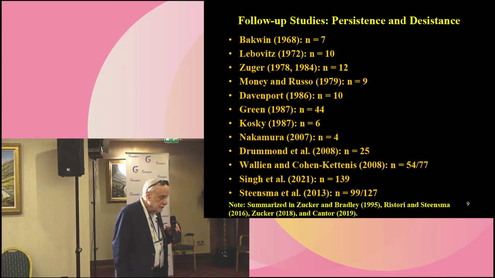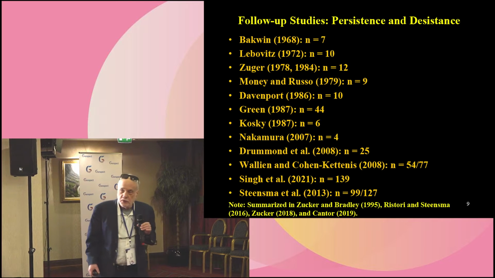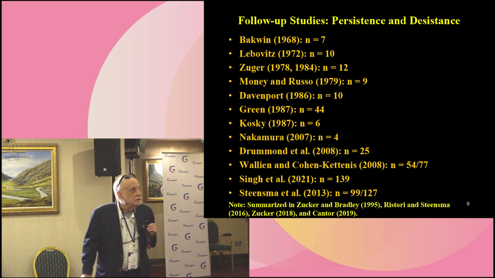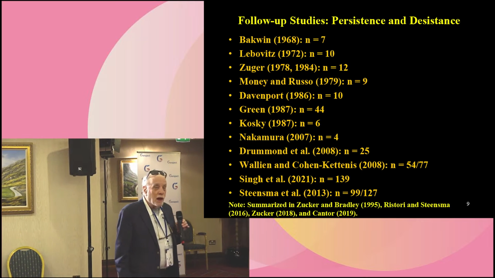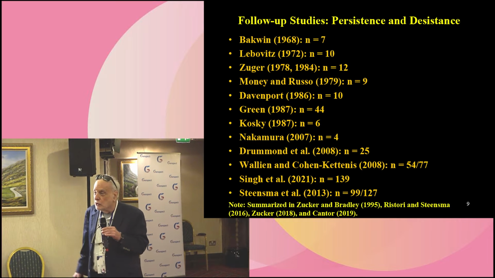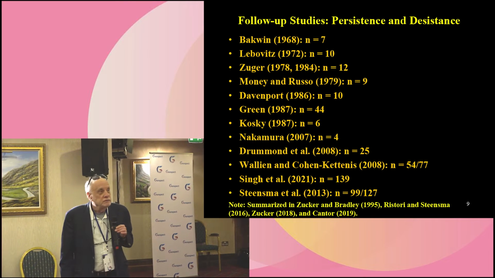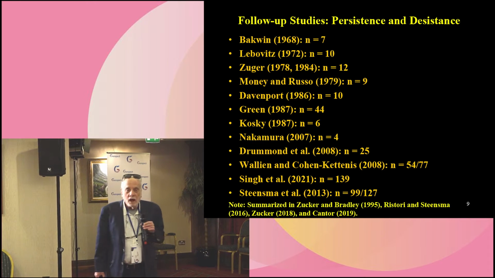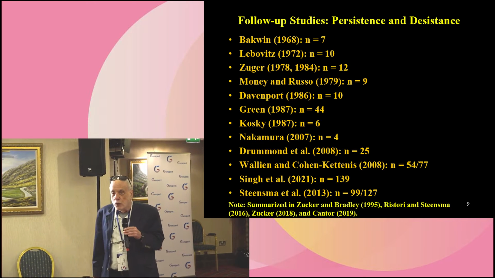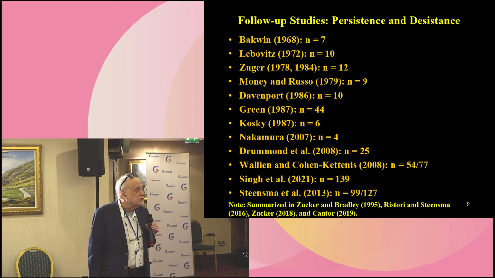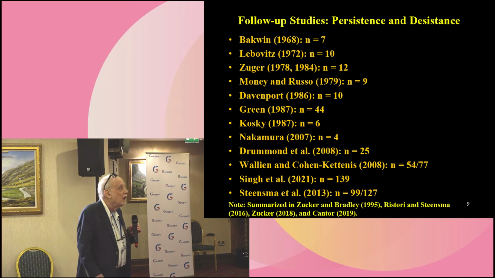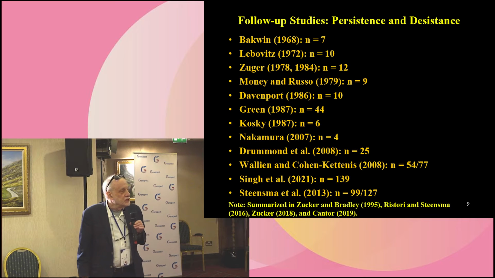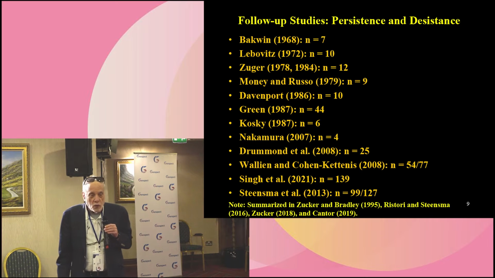Now, these are follow-up studies in the literature of children. And I'm going to tell you a little bit about what we have learned from these follow-up studies in terms of persistence and desistence. The earliest follow-up study was published in 1968, and then the most recent one by our group, Singh et al., in 2021.